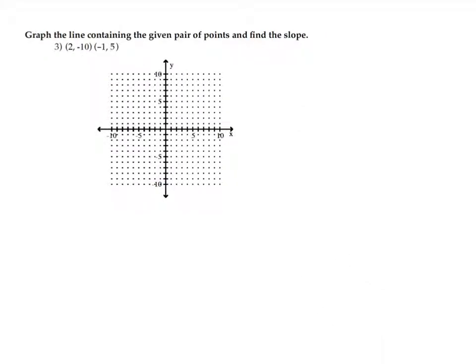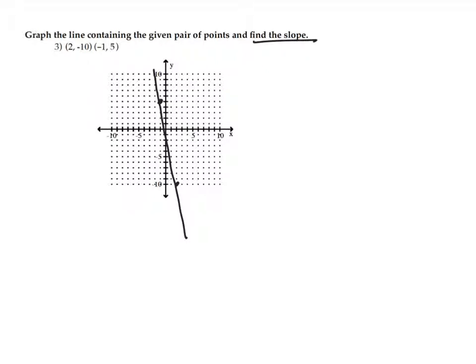All right, question number 3, graph the line containing the given pair of points and find the slope. Okay, so (2, -10) would be a point right there. (-1, 5) would be a point right there. Okay, so graph the line, and I can draw a line between them, something like that. I wish I had a ruler. And then it says find the slope.